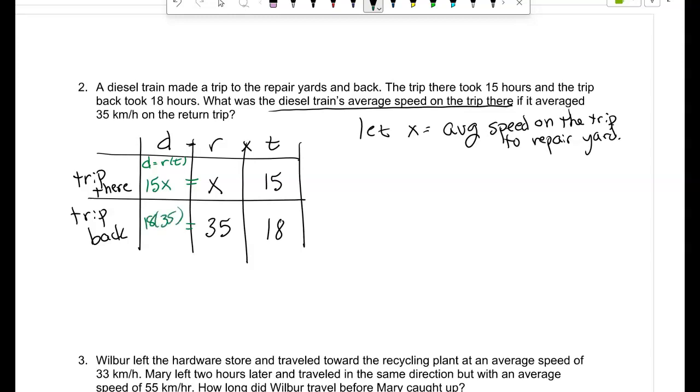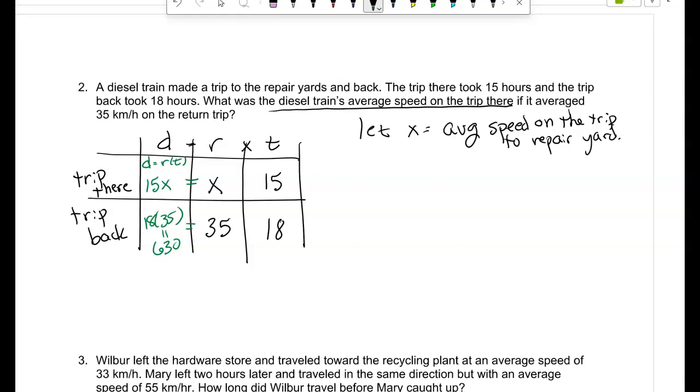And what's our value for this one? 18 times 35. Hey, by the way, someone did this on their calculator real quick. What's 18 times 35? What? 18 times 35 should be what? Thank you. That is equal to 630. Okay? Now, it's the same distance there as it is back. So aren't they equal to each other?